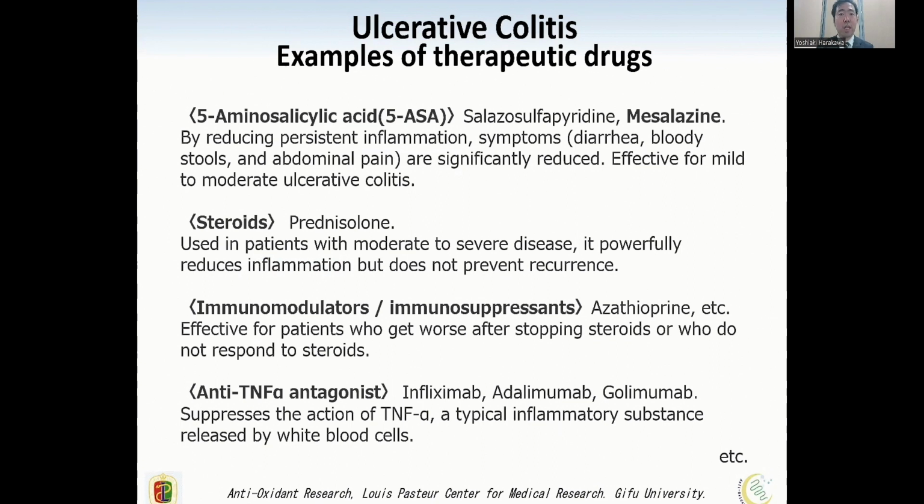In addition, steroid is used in patients with moderate to severe disease. It powerfully reduces inflammation but does not prevent recurrence. Immunomodulators or immunosuppressants are effective for patients who get worse after stopping steroids or who do not respond to steroids. And anti-TNF-alpha antagonist suppresses the action of TNF-alpha, a typical inflammatory substance released by white blood cells.